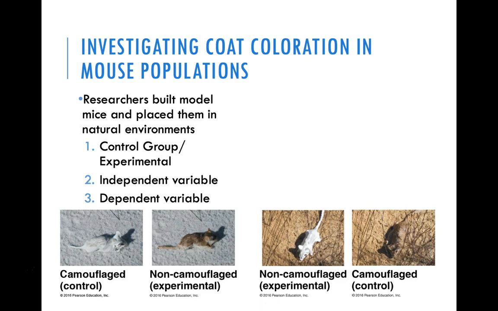So, as part of experimental design, researchers built model mice. So these are plastic mice with fake fur, and put them in the natural environments of these individuals. And then they waited. They waited for hawks and things like that to attempt to attack or to prey upon these mice. So let's go through our important parts of our experiment. First, we have our control group. This is also called the experimental group.